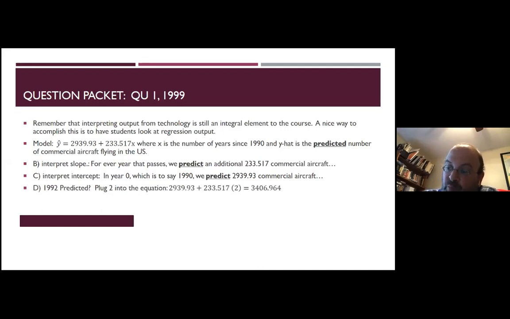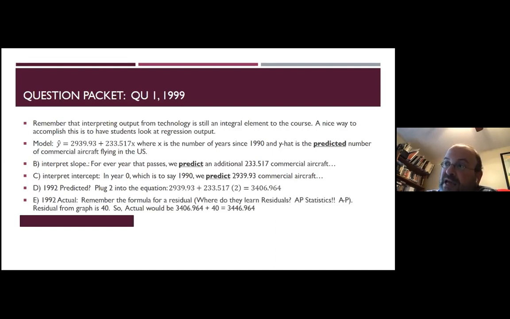Part D, I'm going quickly because I would like to hopefully get through 4 of them, and we've got some Zoom polls coming up. So there's places I'm planning to stop, but these I'm going to kind of go through. What would we predict in 1992? So now we're actually being asked to do some math, but all that we're really asking you to do is to show your work and to plug the number 2, representing 1992, into this model. And to get a result, we would predict 3,406.964 commercial aircraft. And then question E, which is quite challenging, is what is the actual in 1992?